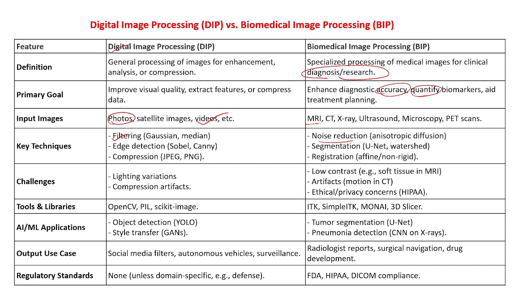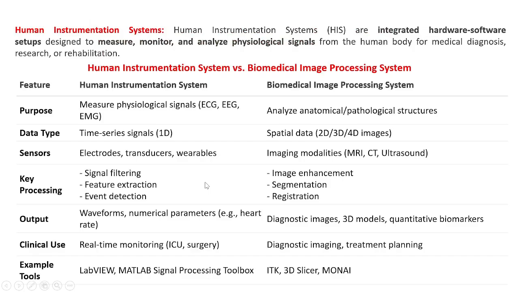Okay, so we also discuss the tools and libraries, and machine learning and artificial intelligence applications to detect different types of regions for segmentation purposes. Output use case: social media filters are used in digital image processing. But in the field of medical image processing, we use it for radiologist reports, surgical intervention, and drug delivery purposes. We use this process on medical images. Then the regulatory standards are not as significant for digital images, but for medical image processing, regulatory standards are very significant.